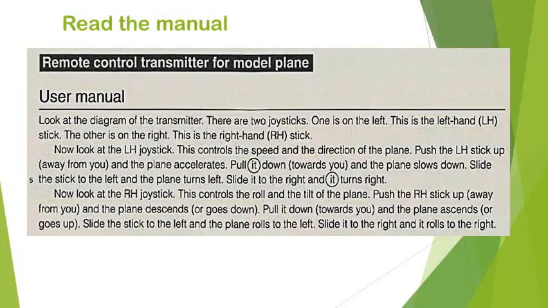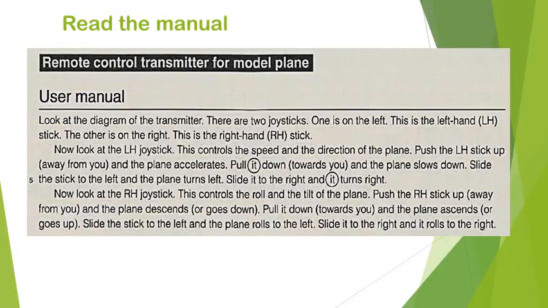Now look at the left hand joystick. This controls the speed and the direction of the plane. Push the left hand stick up, away from you, and the plane accelerates. Pull it down towards you and the plane slows down. Slide the stick to the left and the plane turns left. Slide it to the right and it turns right.